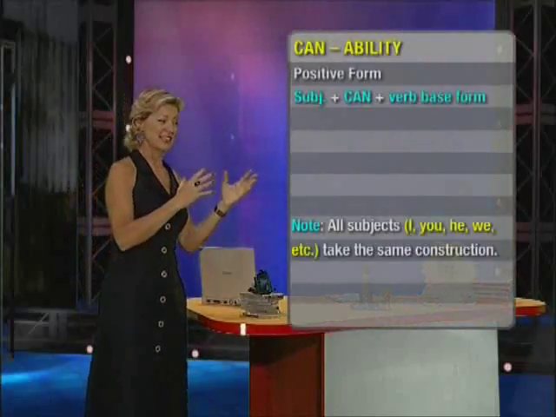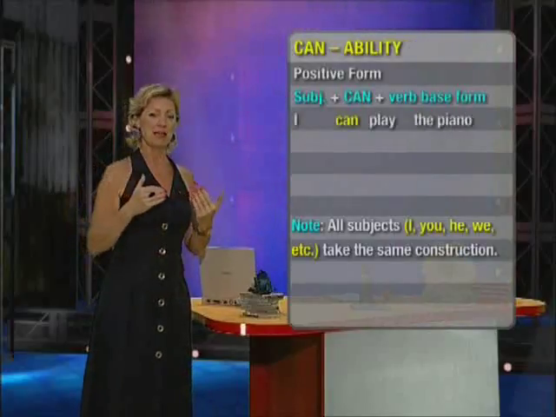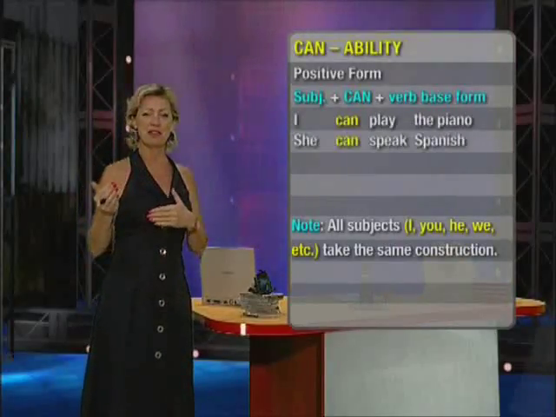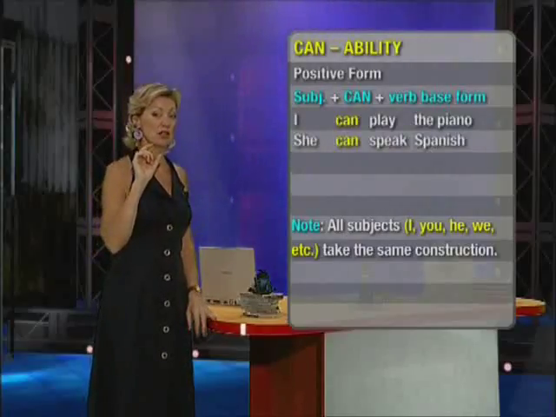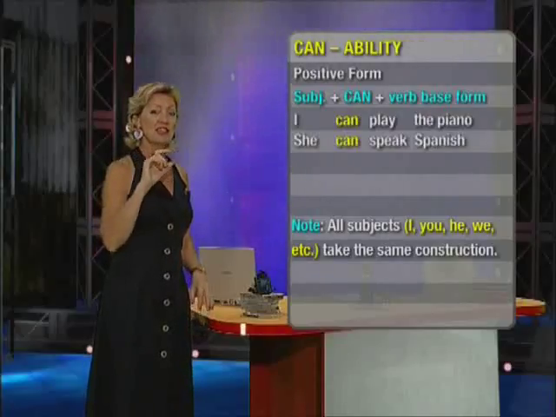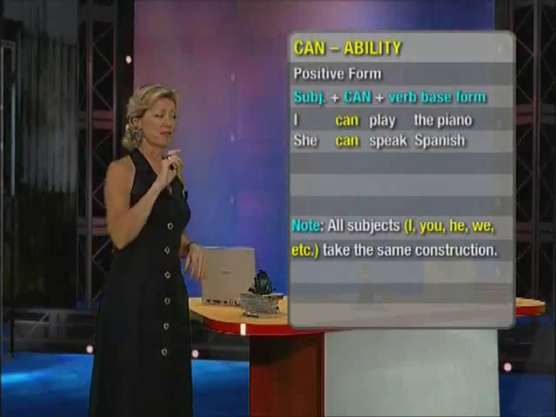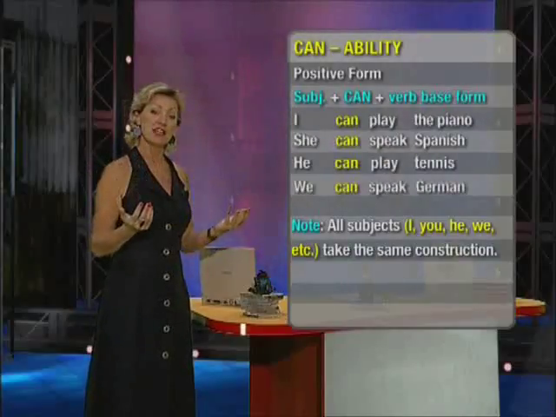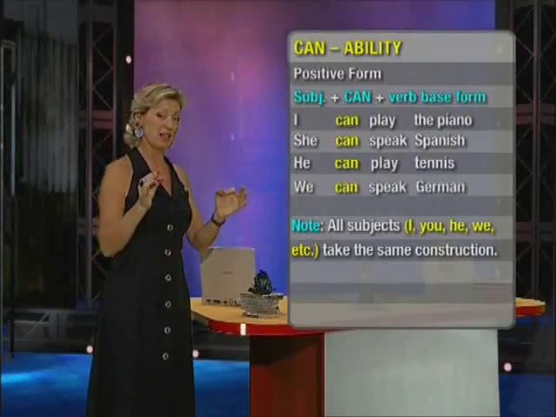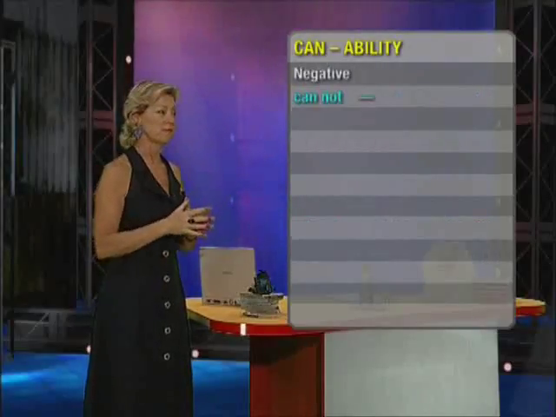So you see, I was talking about his abilities, and that's when we use can. Let's look at the screen. So in the positive form, I can say, I can play the piano. She can speak Spanish. Now notice the pronunciation of can becomes can. She can speak Spanish. He can play tennis. We can speak German. All right, so can becomes can when we speak.